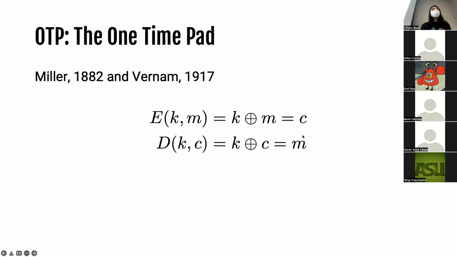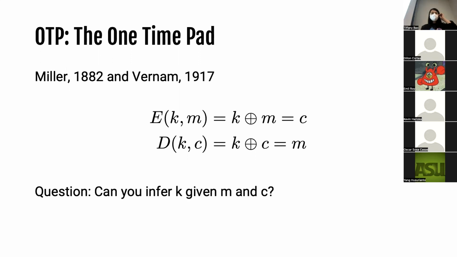And then the other way back, if you want to decrypt the message, you can very easily just XOR the ciphertext with the key K again, and then you will get your plain text back. So far, so good? Okay. So the first question: can you infer K given M and C?